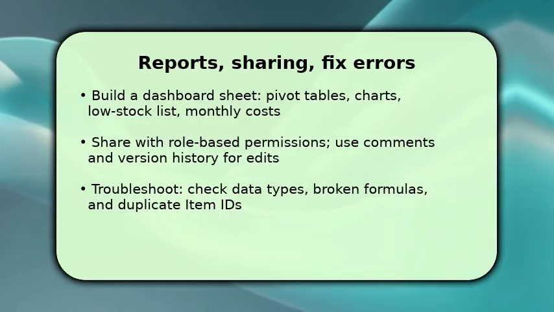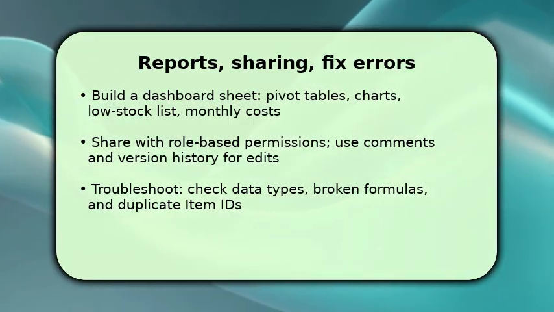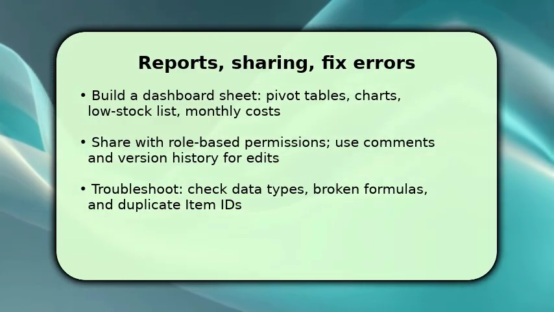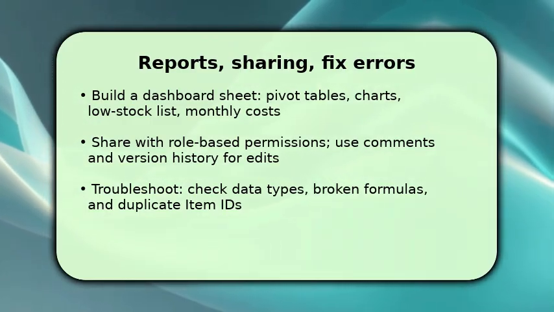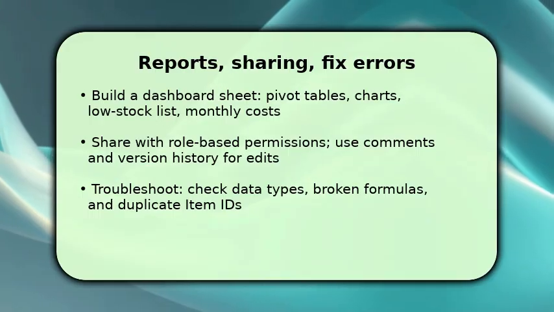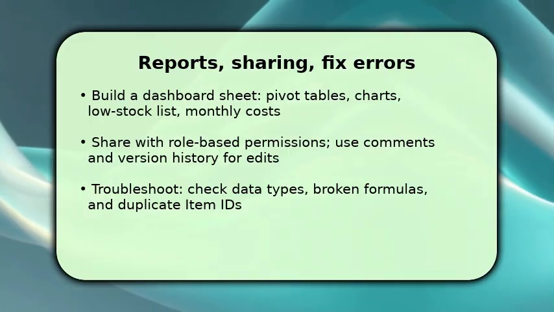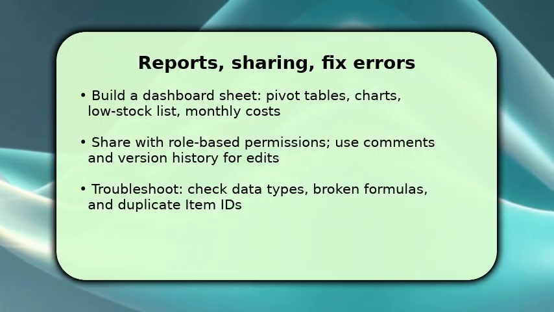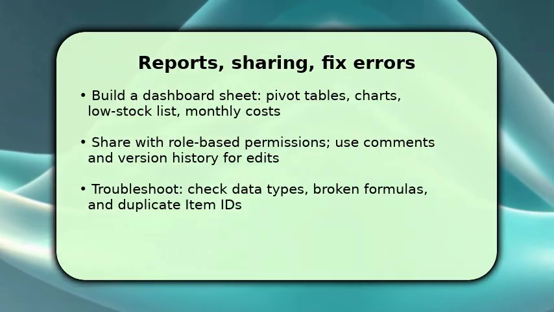Once done, share the file with specific edit or view permissions and use comments for questions instead of changing data directly. If something breaks, first check data types and formatting, then inspect formulas for relative reference errors, and finally look for duplicate item IDs. Keeping a version history makes it easy to roll back if needed.